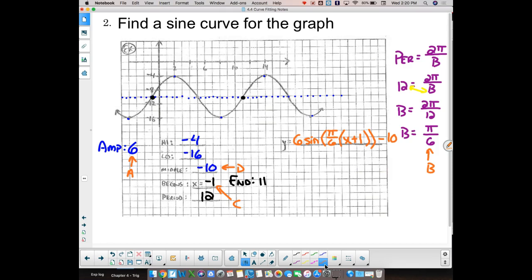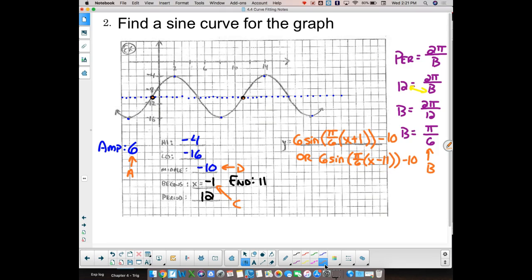What if, instead of starting here at -1, what if I said, let's start at 11? What changes in my function? The C value changes. A stays the same. B stays the same. D stays the same. The only thing that changes is my C value. So I could have said 6 times the sine of pi over 6 times x minus 11, minus 10. Those two functions give me the same graph.